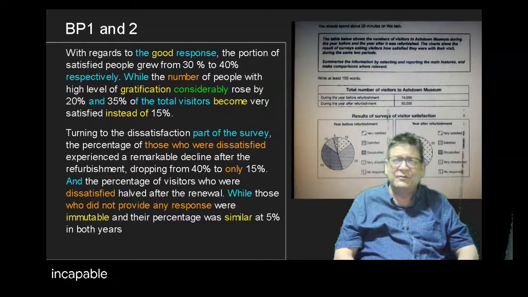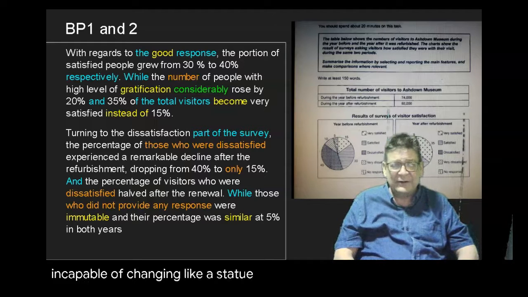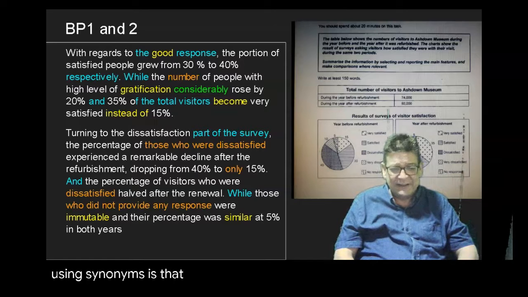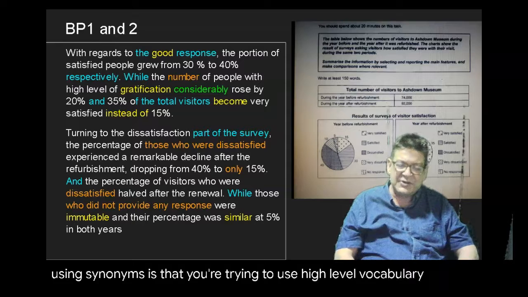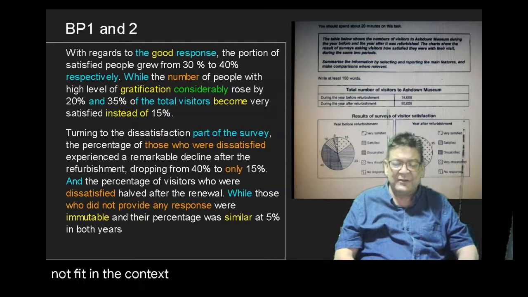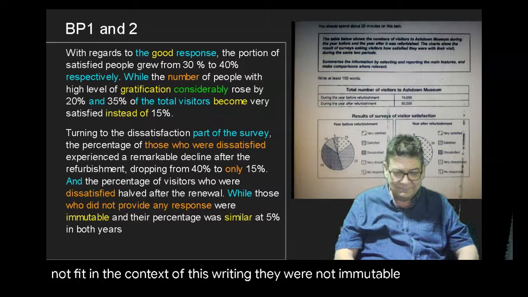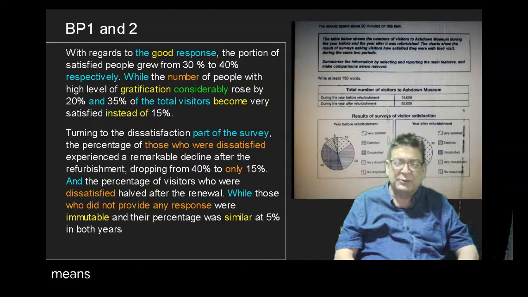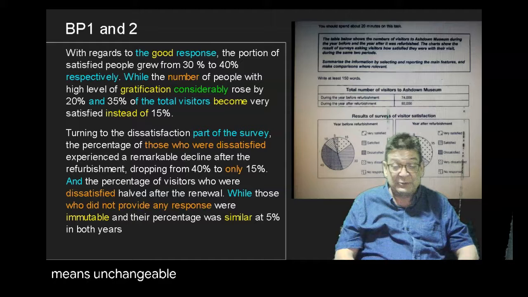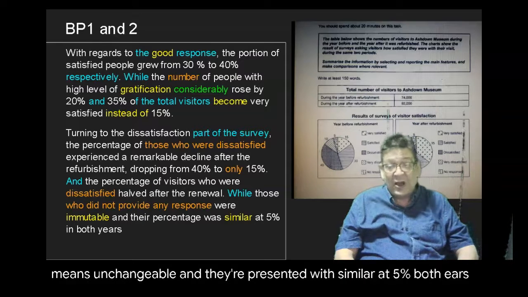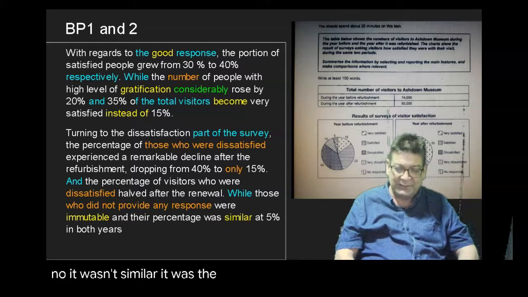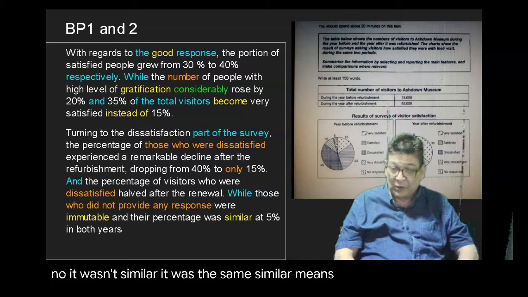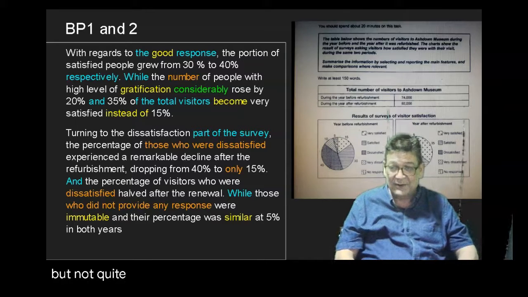Immutable means incapable of changing, like a statue. Okay, it's the danger with using synonyms. You're trying to use high-level vocabulary that does not fit in the context of this writing. They were not immutable. Immutable means unchangeable. And their percentage was similar at 5% in both years. No, it wasn't similar, it was the same. Similar means close to being the same, but not quite.